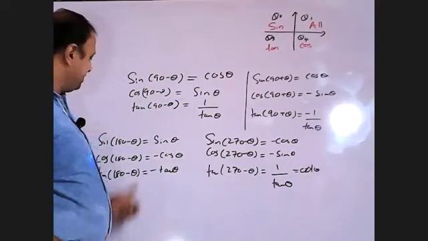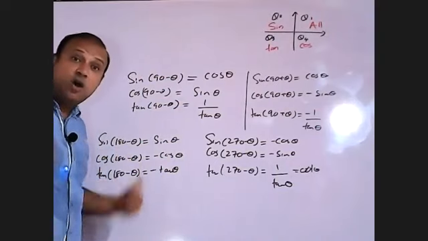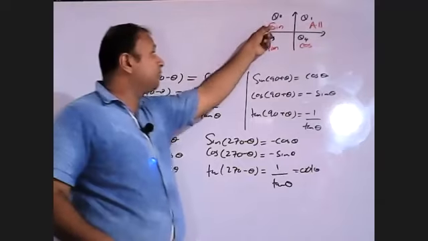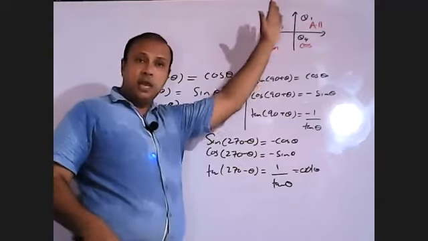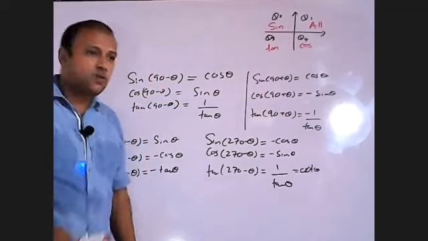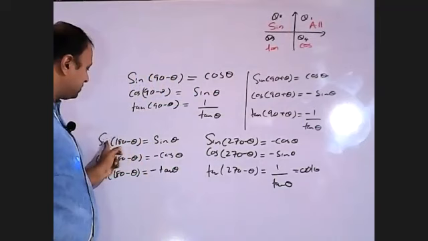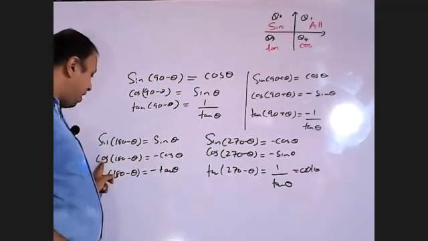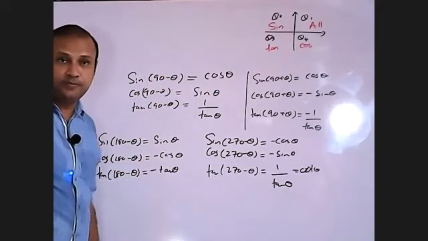Okay. Then 180 minus theta. 180 minus theta belongs to the second quadrant. In the second quadrant, only the sine values are positive. Sine 180 minus theta is positive, while the others are negative.